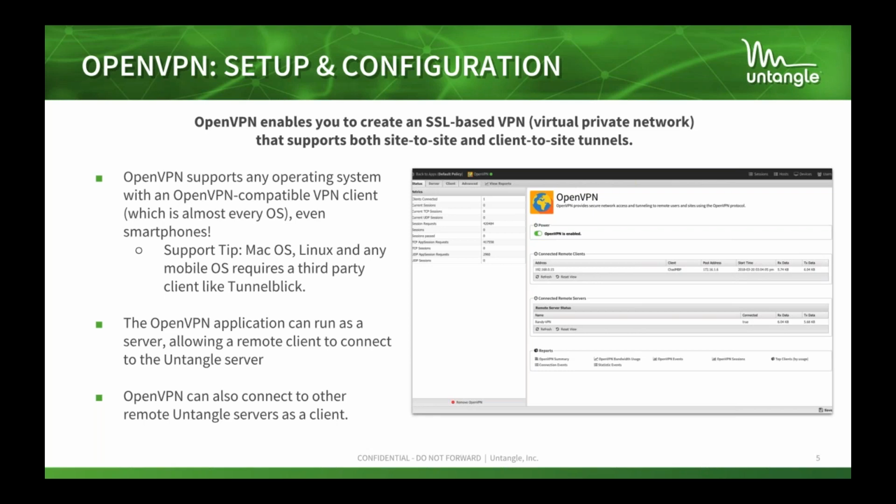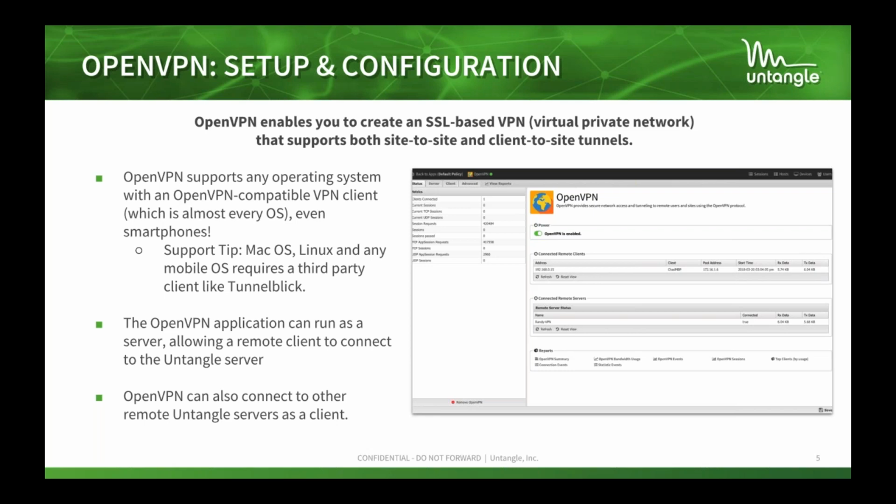But a quick tip, if you're using something like Mac OS, like I am right now, or Linux, or any mobile OS, they're likely going to require a third-party OpenVPN client, like TunnelBlick, which is what we use on our Mac laptops and desktops here. TunnelBlick is free. You can find that online and download it for your Mac. And basically, all you do is throw your OpenVPN config file into TunnelBlick, and boom, you have a way to connect. Most OSs outside of Mac and Linux have that built in natively.